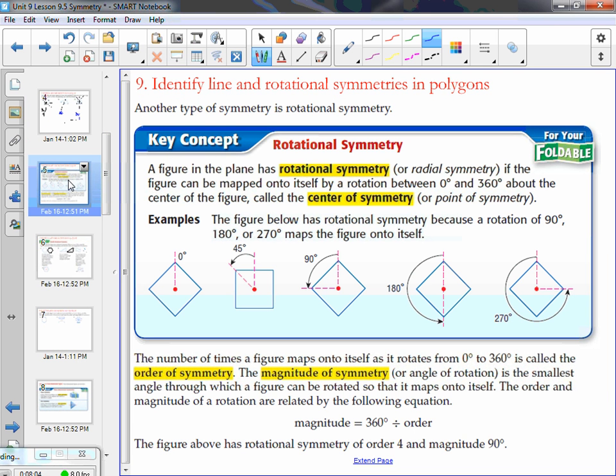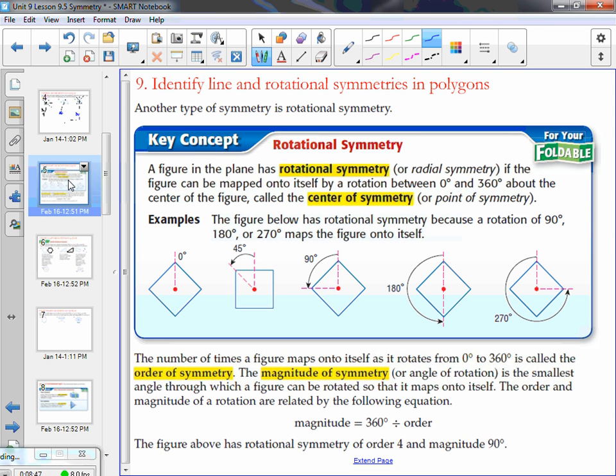Well, then let's see what they tell us about rotational symmetry. So rotational symmetry is back on page 654, and let's see what the definition is. It says a figure in the plane has rotational symmetry. I don't think anybody calls it radial symmetry. It has rotational symmetry if the figure can be mapped onto itself by a rotation between 0 and 360 degrees about the center of the figure, which is called the center of symmetry or point of symmetry. You know how we would have a point of rotation or the center of rotation? Well, center of symmetry or point of symmetry.